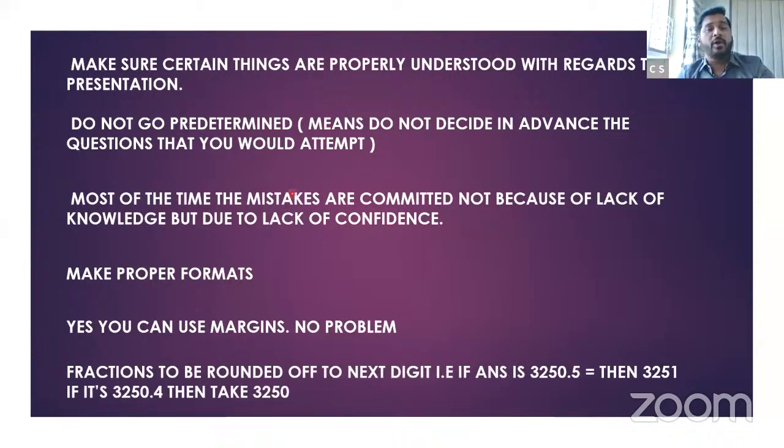Now, fractions are to be rounded off. This is what I was talking about. See, look at this. 3250.5, you can write it as the next digit, 3251. And if it is 3250.4, anything below 0.5, don't round it off. If it is 0.5 and above, please round it off, no problem. Go to the next digit. I think I'm very clear about this.